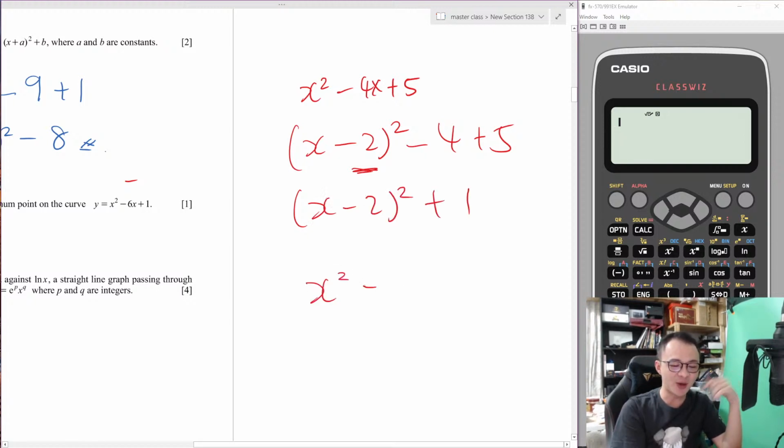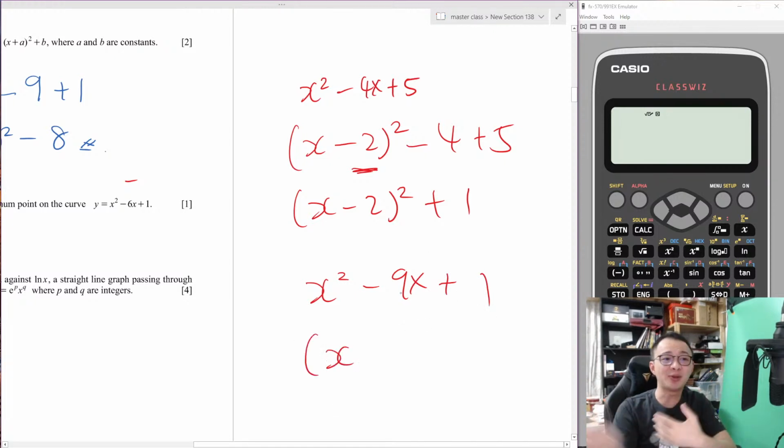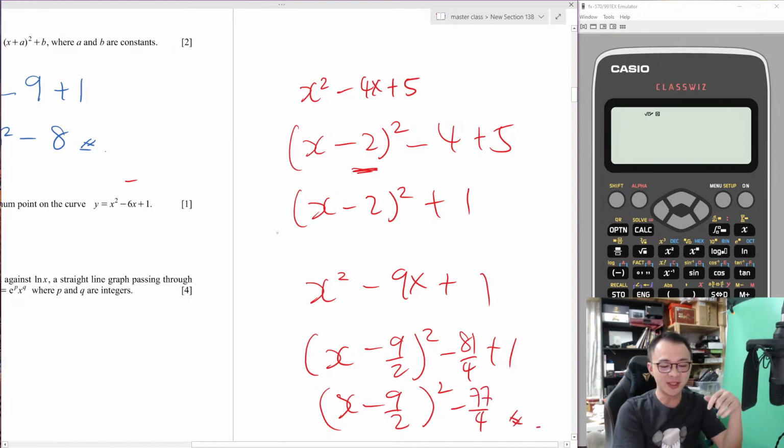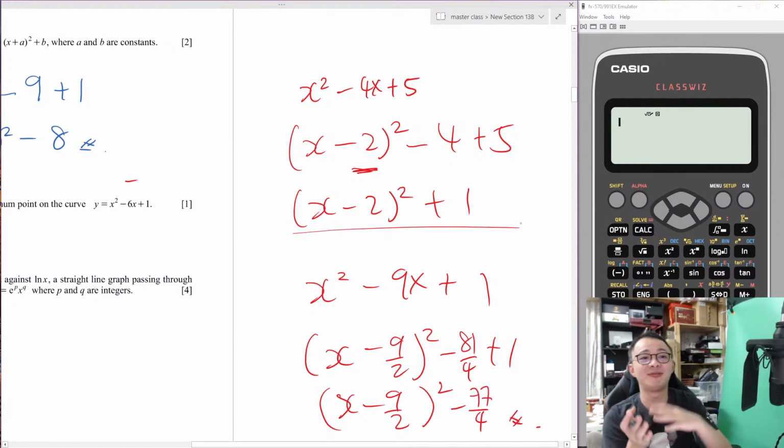Let's say I have x squared minus 9x plus 1. Then 9 divided by 2 gives negative 9 over 2 squared. I minus this number squared, which is 81 over 4, plus 1. Then I got my answer, which will be minus 37 over 4. This is how I do the completing the square really fast.